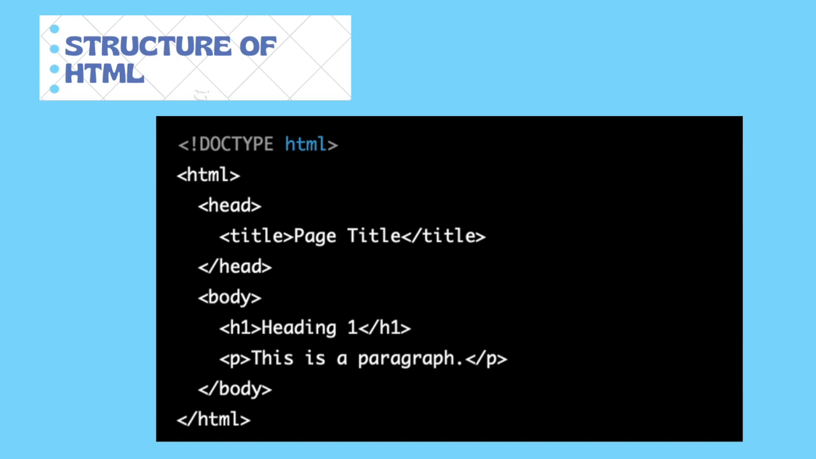Now comes the structure of HTML. The structure of HTML contains mainly the block type html, head. In head, we have title, and also we have body. In body, we have heading, that is H1, and paragraph, that is P. And it can be described as the following image.